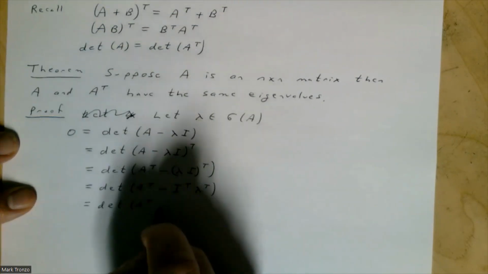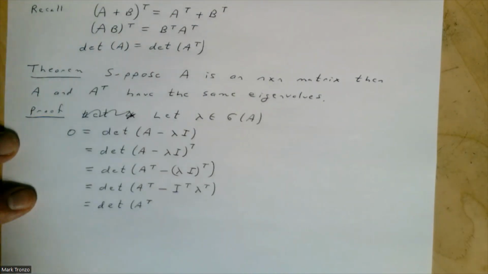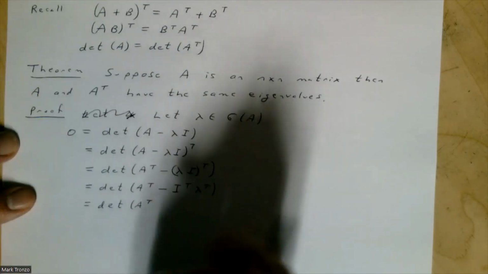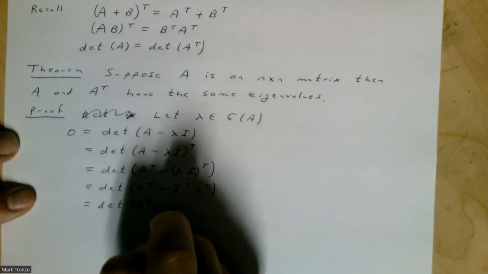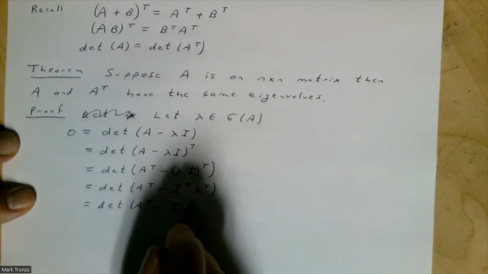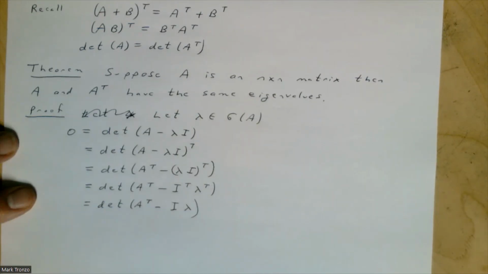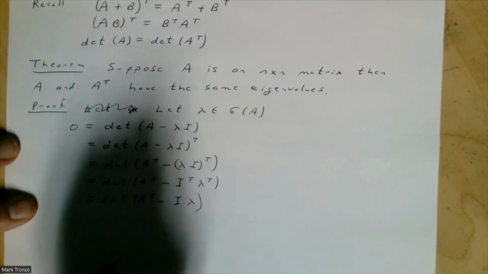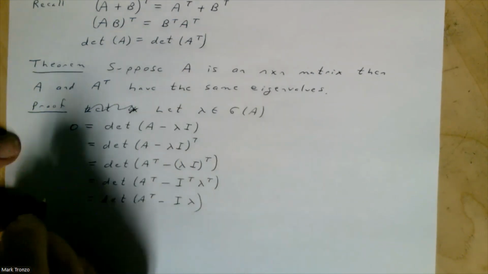We take transpose of identity. Remember, identity has all ones on the diagonal, so you take the transpose, you still get the identity back again. So you end up with I lambda, like this. And then of course you can commute these.